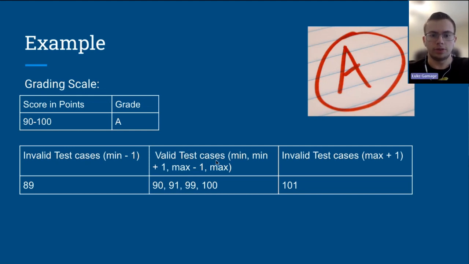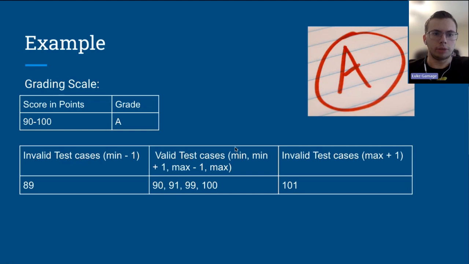Our valid test cases include the min, the one right after the min, min plus 1, the one right before the max, max minus 1, and the max. So that includes 90, 91, 99, and 100. These are all valid test cases for this partition. And then lastly, we have another invalid test case, which is the test case that comes right after our maximum value, in this case 101. This would be invalid for this partition.